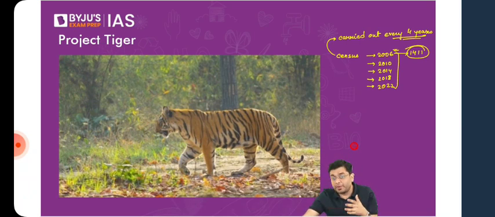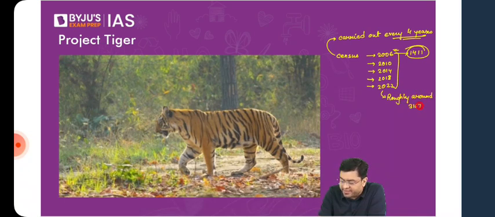India presently houses more than 75% of the global population of tigers because the current numbers as per the latest census are estimated to be somewhere around the figure of 3167. So around the figure of 3100. That is the estimated figure of the tiger population now. Roughly around 3167. Okay, so the population has significantly and substantially increased.